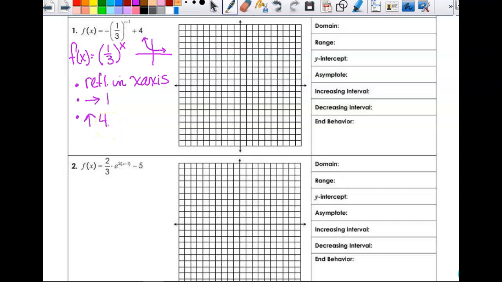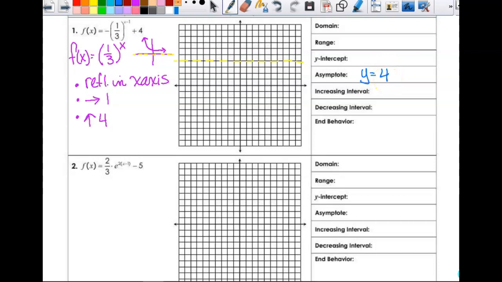Okay, so the first thing I always want to get on my graph is my asymptote for an exponential. The parent function asymptote's here. The only thing that affects the asymptote is a shift up or down. So I would shift up 4 to get here. And then that means that my asymptote is at y equals 4 because it is a horizontal line.